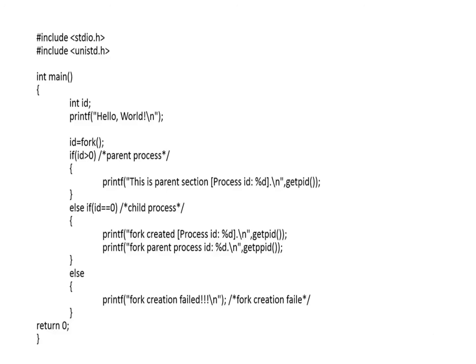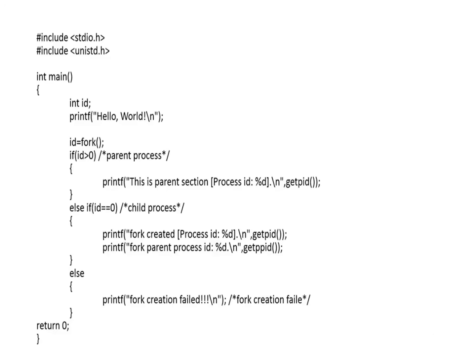So if it is created successfully, it is going to return the id of that child. If id is greater than 0, it means you are in the parent. So printf, this is the parent section, and you display the getpid there. Else if id is equal to 0, it means now you are in the child process.